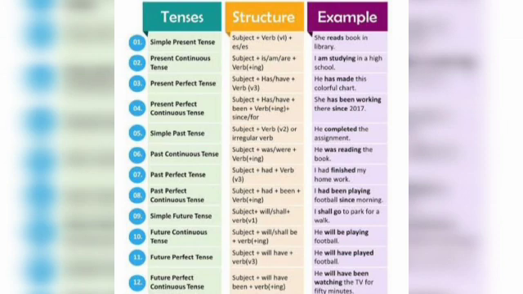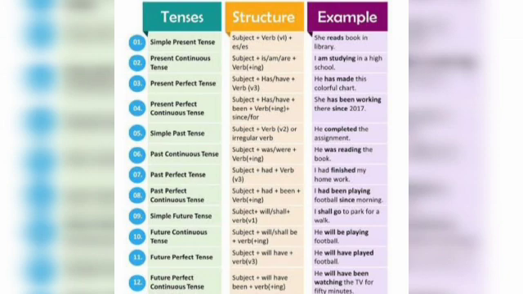The ninth type is simple future tense. This can be used to express an action which will take place in the future. Its structure includes subject plus will or shall plus verb first form plus object. For example, I shall go to the park for a walk.